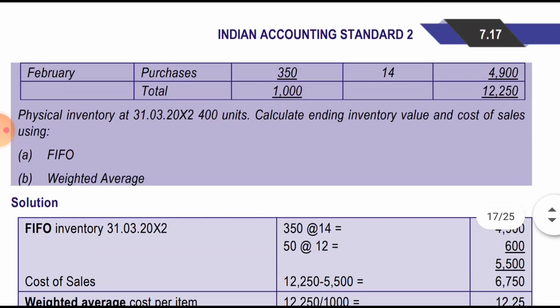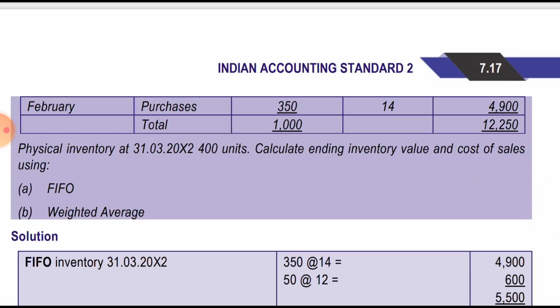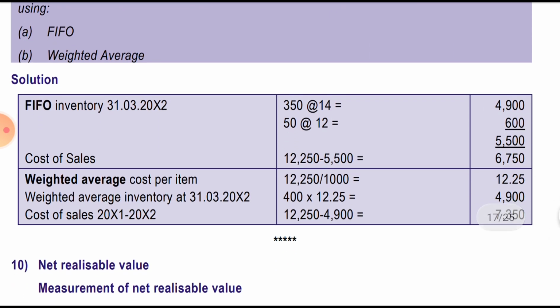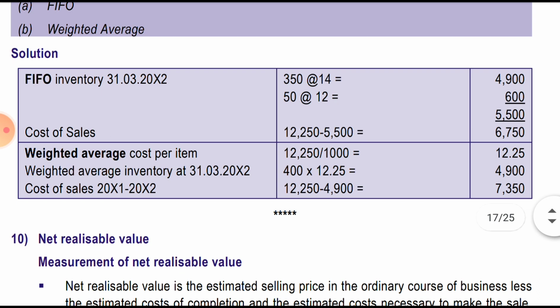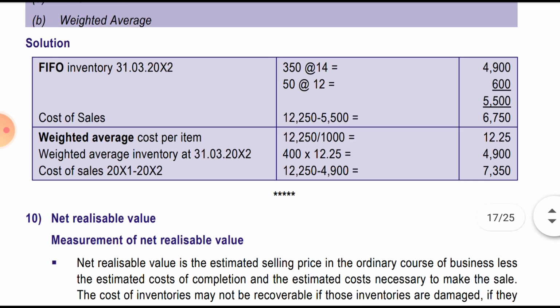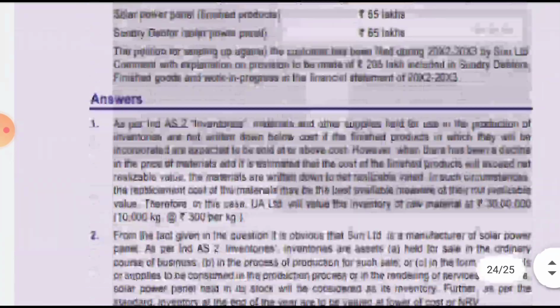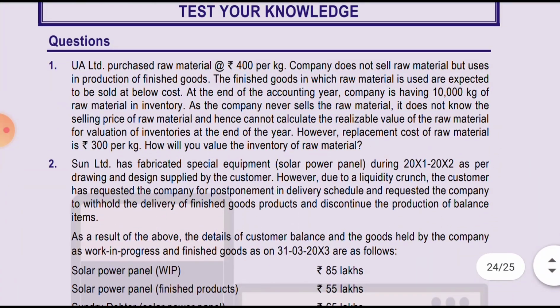Similarly, in case of weighted average, we'll divide the total of 12,250 by 1,000 inventory units. So per unit we will get 12.5, which we will multiply by 400, so we'll get 4,900. And the cost of sales is 12,250 minus 4,900, that is 7,350. That will be the cost of sales as per weighted average. So we are done with the illustration. We will do the theoretical knowledge part as well.